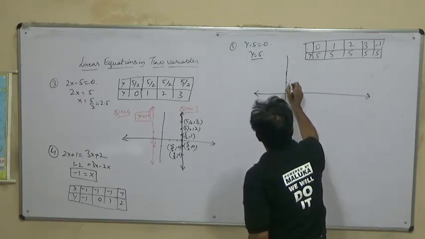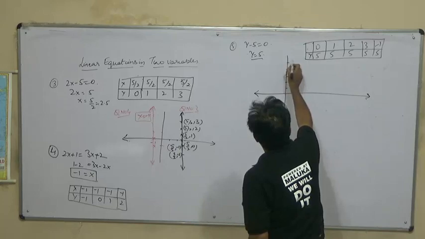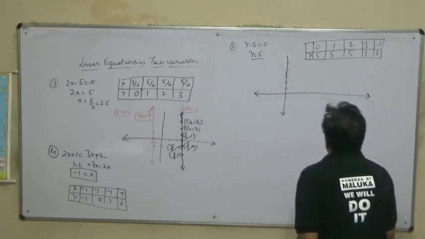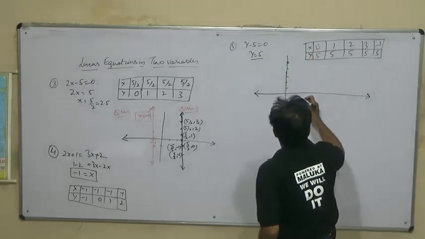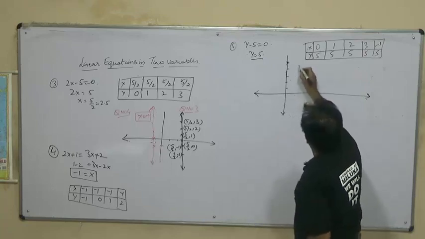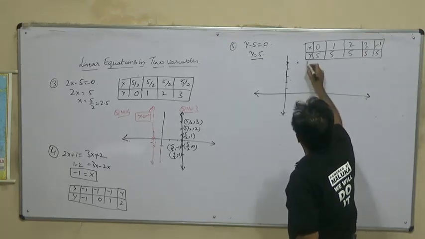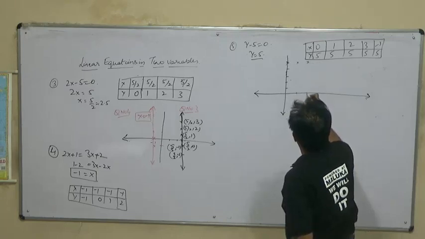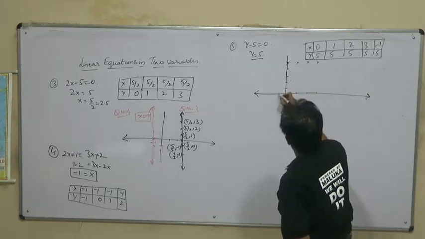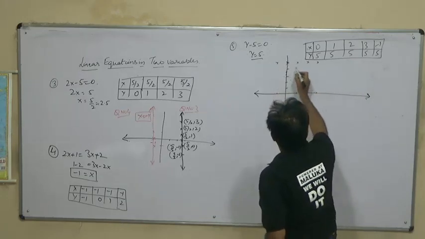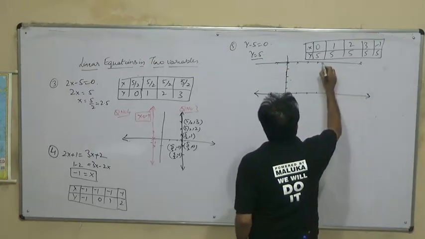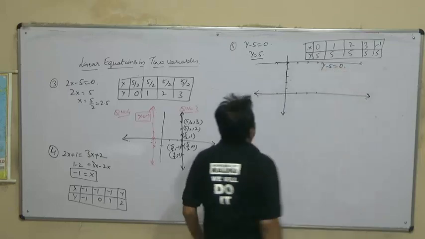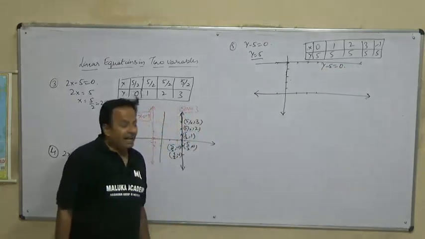This is your 1, 2, 3, 4 and 5. So y is equal to 5. So 0, 5, x is 0, y is 5, this point. Then for x1, this will be the point. For x2, this is 1, this is 2 and this is 3 and this is minus 1. So what will be the graph? This will be the graph y minus 5 is equal to 0. So this will be a line parallel to x-axis.